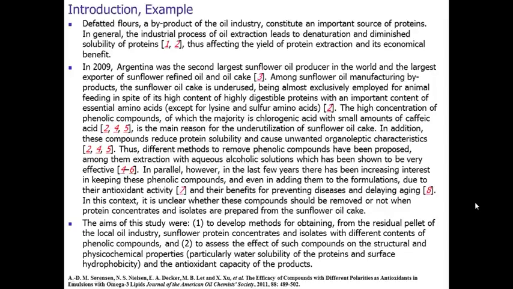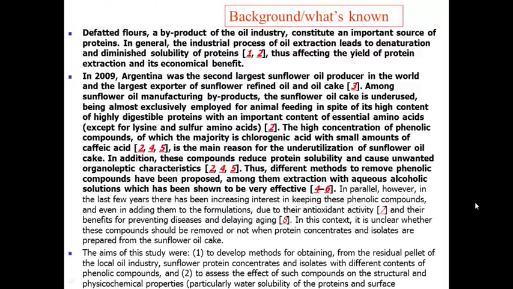All right, another example. This one's also 3 paragraphs long. So this one was looking at flowers that are a byproduct of the oil industry. So they give you a lot of kind of background here because you may not be familiar with this whole process, so they give you some nice background and they tell you what's known. So defatted flowers are a byproduct of the oil industry, and in fact those flowers that come out when people are extracting oil, such as from sunflowers, those flowers tend to be high in protein. So they're a good source of protein.